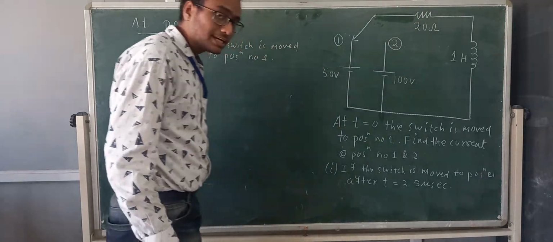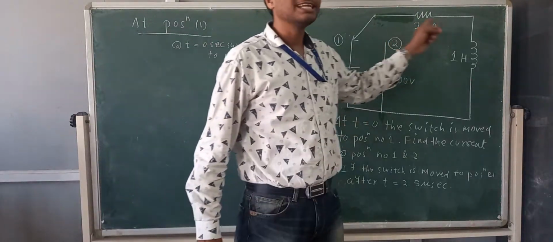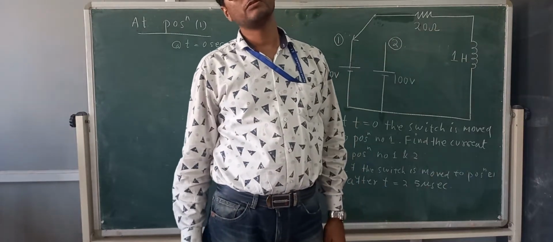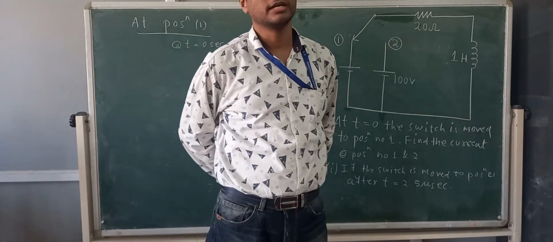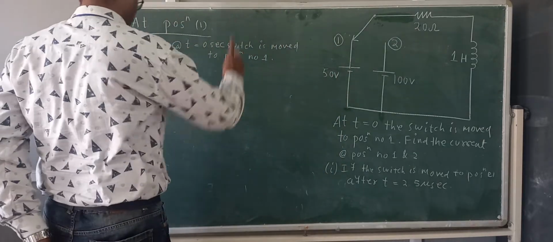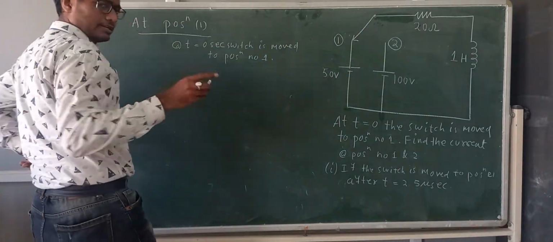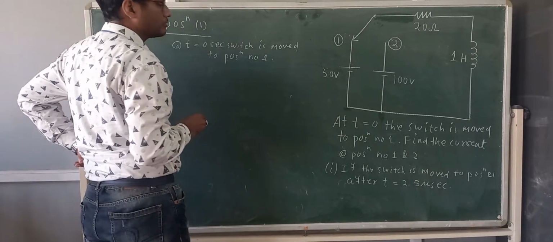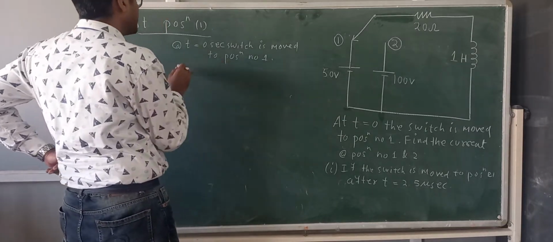So I can say that this is the case of an initially relaxed inductor. Yes. So we have derived the expression for the current for an initially relaxed inductor. What is the expression for that current? We have already derived it. So what is the initial current here?